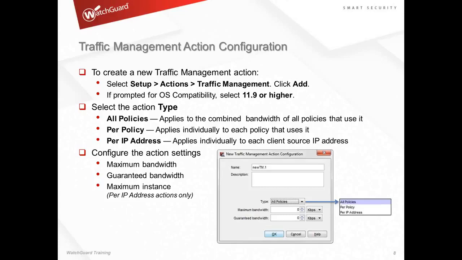And then we're going to configure the action settings. So we have a maximum bandwidth, guaranteed bandwidth, and then maximum instance. Now, keep in mind that the maximum instance is per IP address only. So for instance, if I wanted to say every computer in my organization can only have a maximum of 2 megabits per second, it's going to give me 128 of those instances. For today's action, or today's example, we're only going to use the maximum bandwidth. And in your organization, you might say it's per IP address. For today, we're going to just use the all policies example for that.